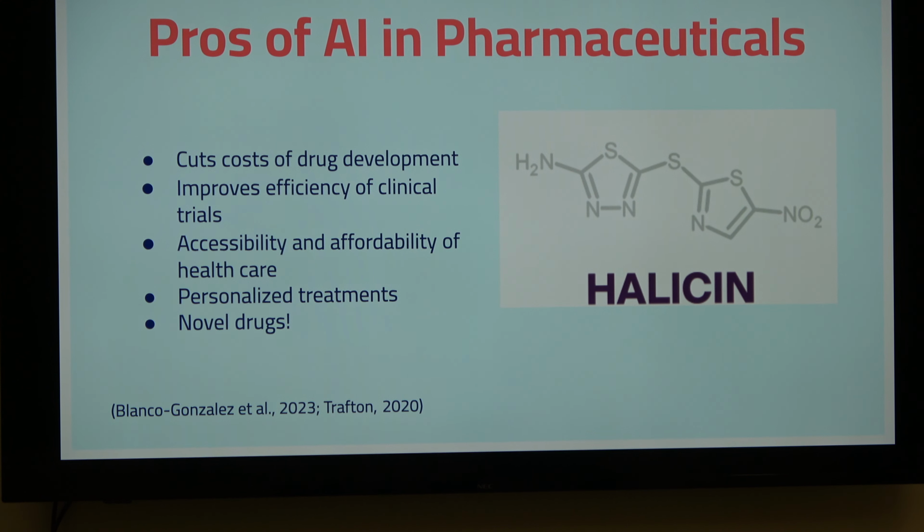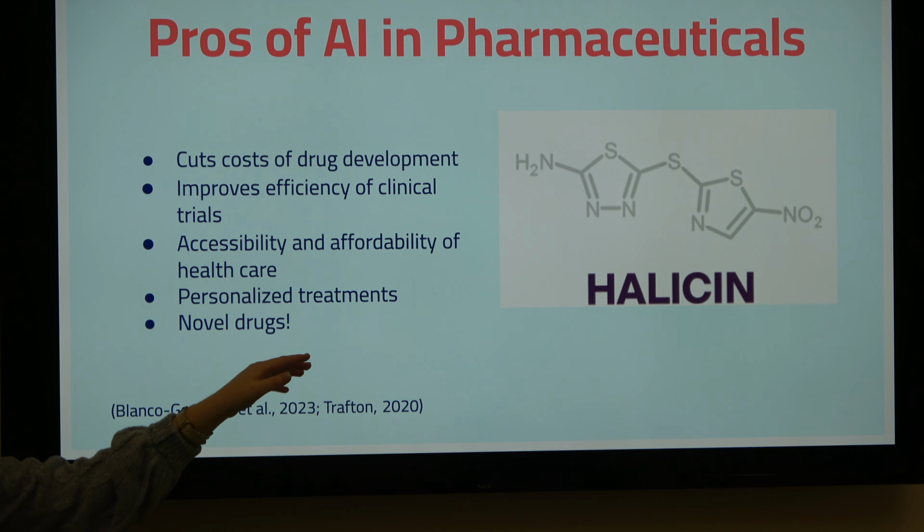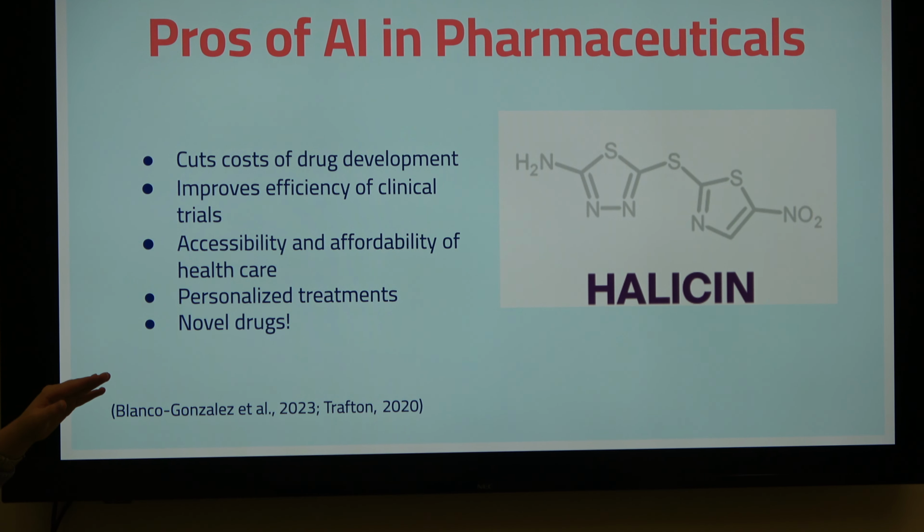And lastly, we have seen some novel drugs being found and made. They have not reached the market just yet, but they are starting to show up. For example, Halicin is an antibiotic that has been found using AI, and it has been shown to kill E. coli and many antibiotic-resistant bacteria such as Mycobacterium tuberculosis.